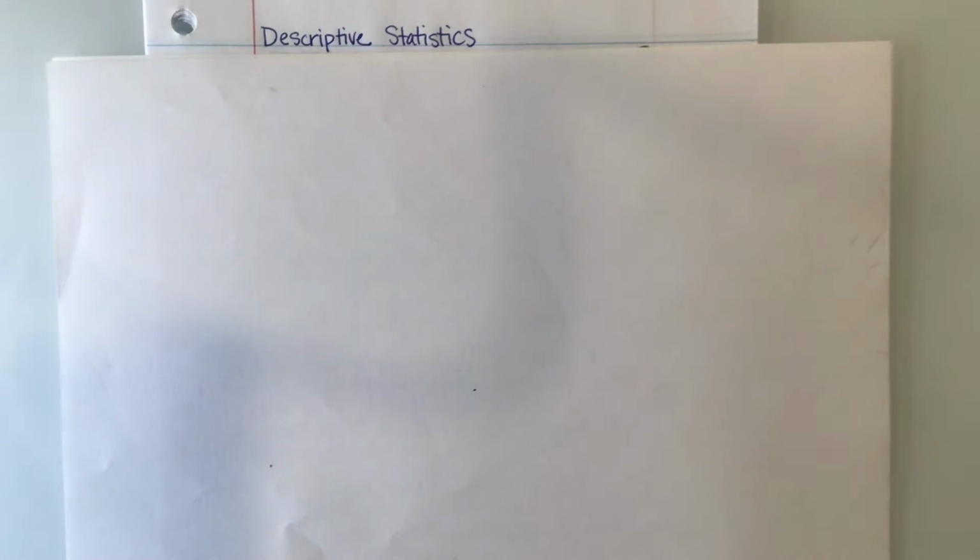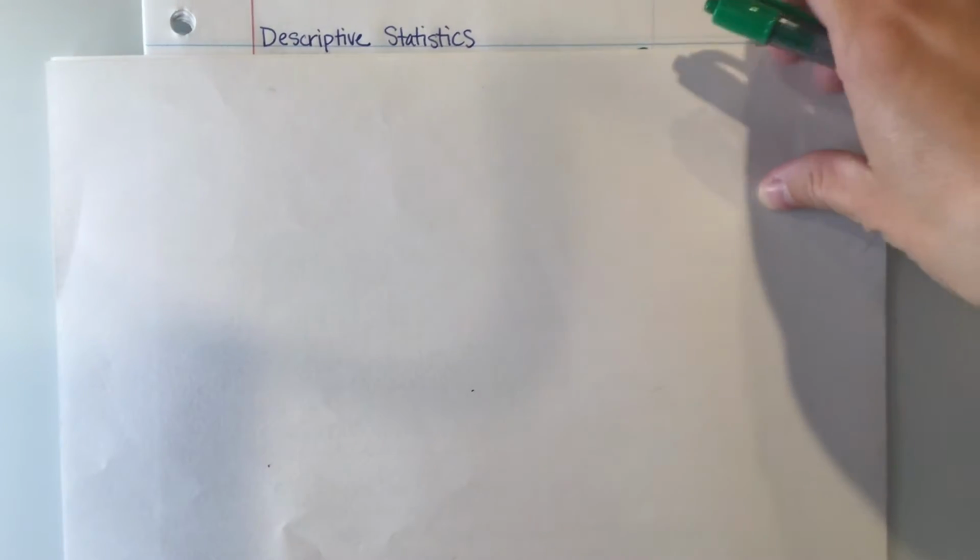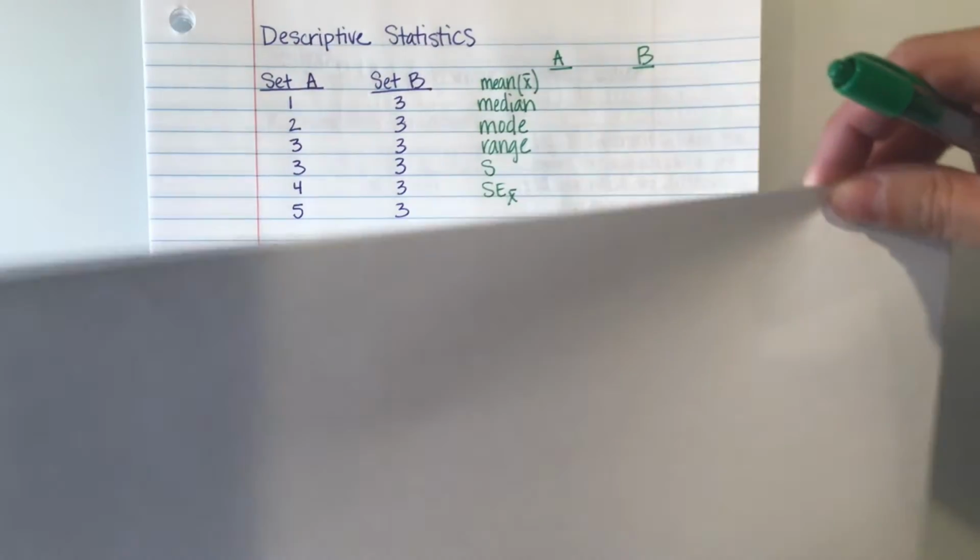Hi, this is Mrs. Bustamante, and today I want to talk about something called descriptive statistics, which is really just a way that we can talk about data. Really, how can we talk about its differences and maybe its similarities? So we're going to do that by looking at two different data sets, and they're just made up data.